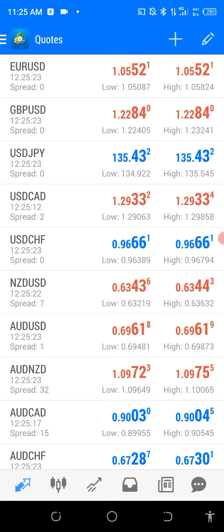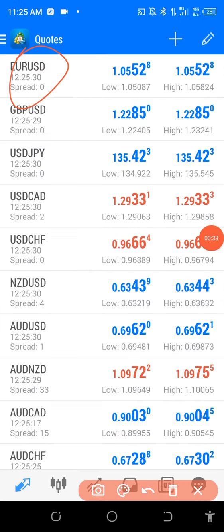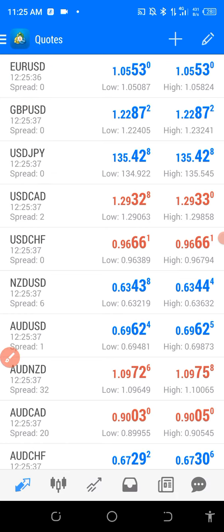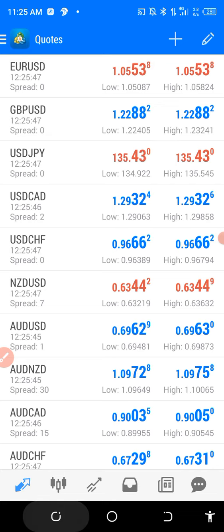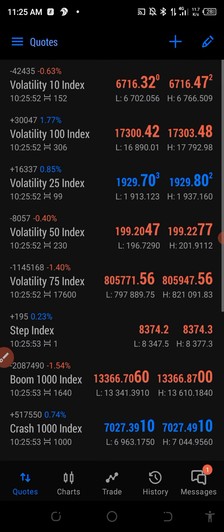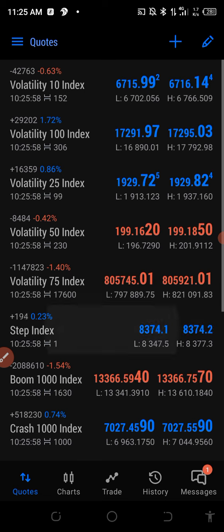The Forex market has to do with trading currency pairs. For example, you are currently seeing on my screen Euro USD, Great British Pound and the United States dollar, and USD and Japanese yen. So on the Forex market, you're actually trading a currency pair against another. But the derived or synthetic market, on the other hand, is being offered by a broker called Binary or Deriv.